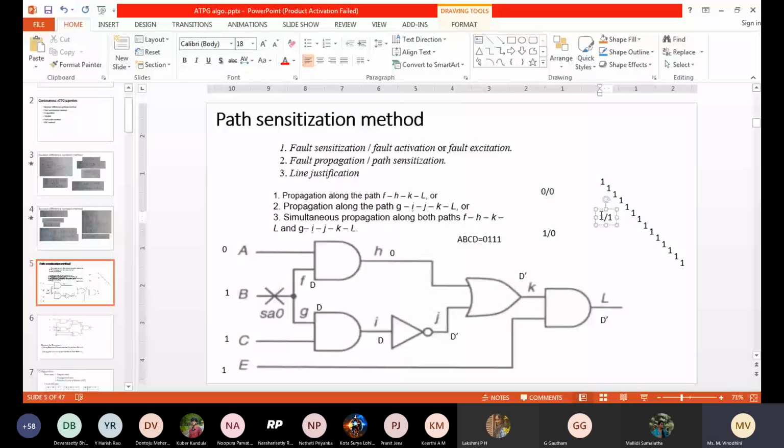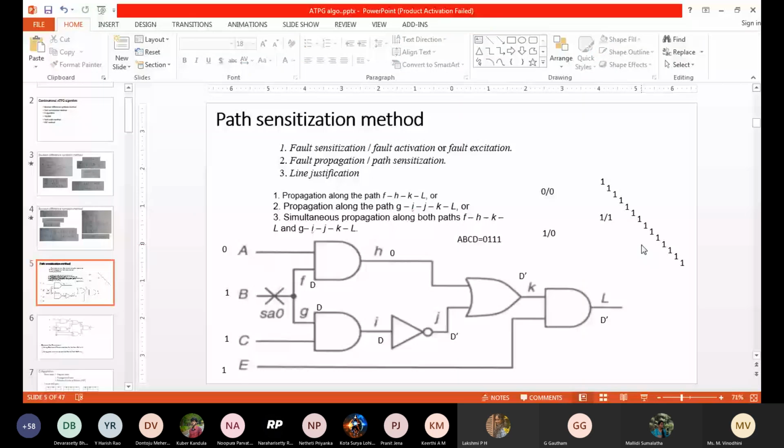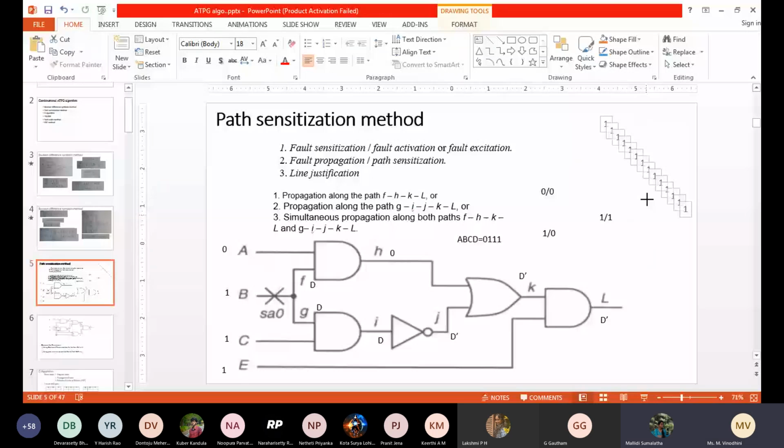Students, are you able to understand whatever I'm telling now? Ma'am, can you please repeat? See, assume that here you have an XOR gate. Okay, I could not. Just a minute.